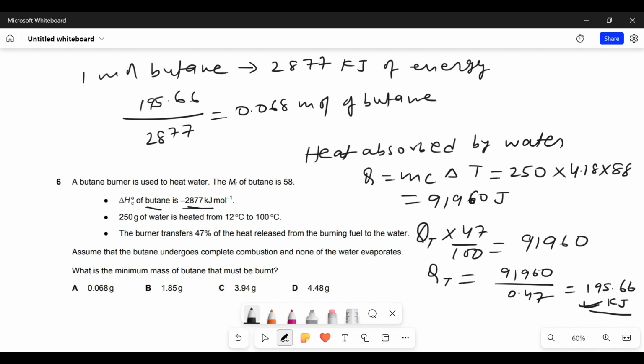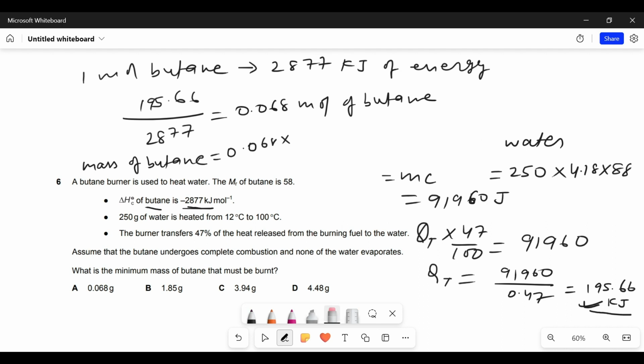If we want to convert this into mass, we need to multiply with the molecular weight. So mass of butane is equal to 0.068 times 58, which is the molar mass of butane, and it comes out to be 3.94 grams. So option C is the correct response.